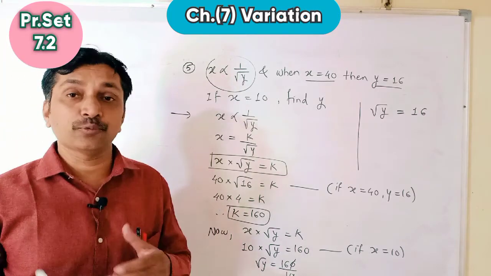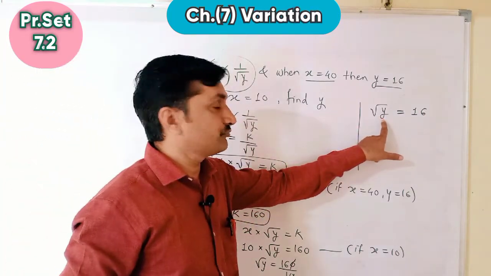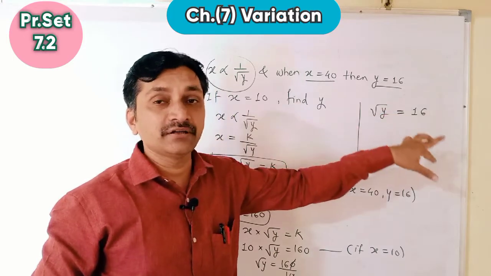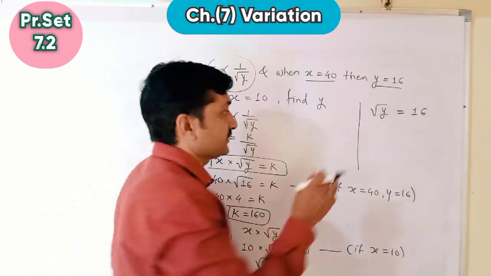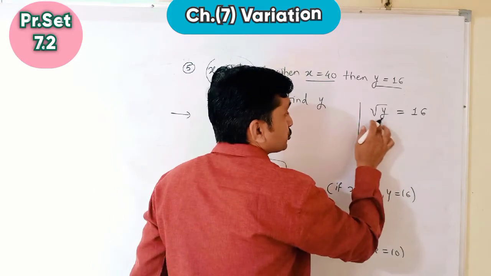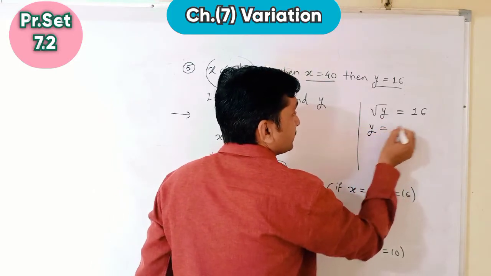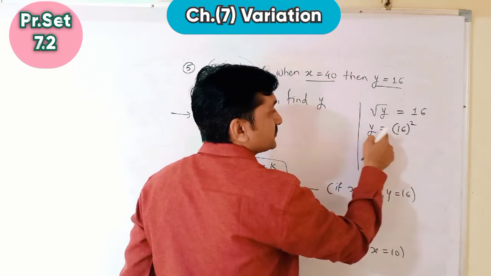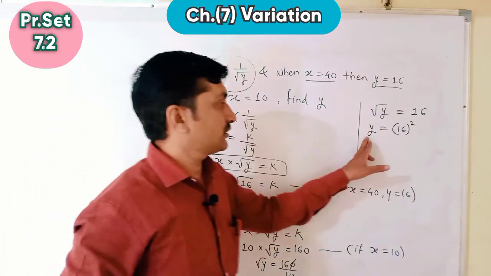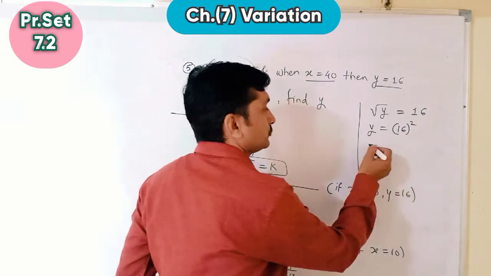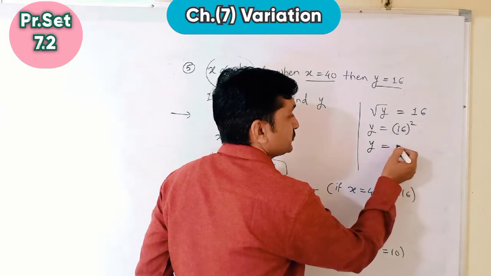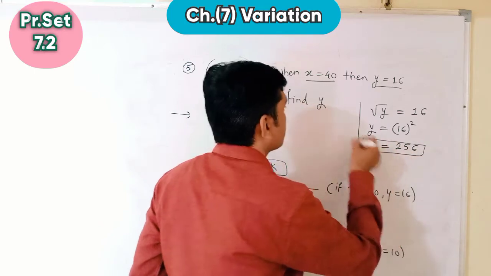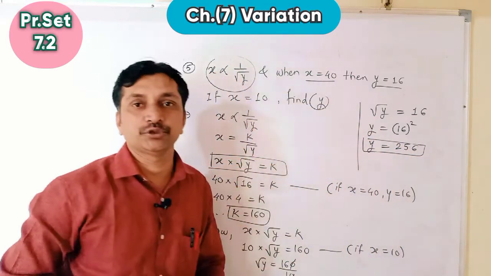We want the value of y, and it is in square root, therefore we have to square on both sides, here and here. If we square this, we get y, and here 16 squared, so y is equal to 16 squared. Therefore here we get the y value. Now y is equal to the square of 16, which is 256. In this way we got the y value.